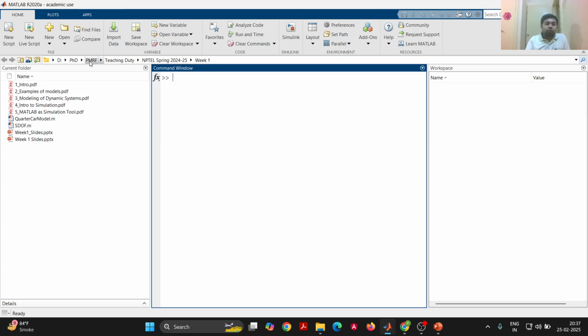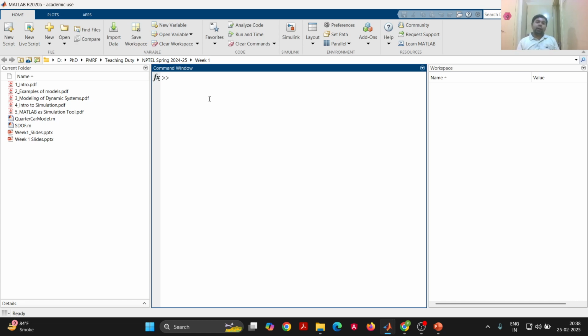You can browse to whichever folder you want and navigate to the particular folder in which you want to work. If you already have some MATLAB files created, or you want to have MATLAB files created in a particular folder, you can navigate MATLAB to that path and store them there.